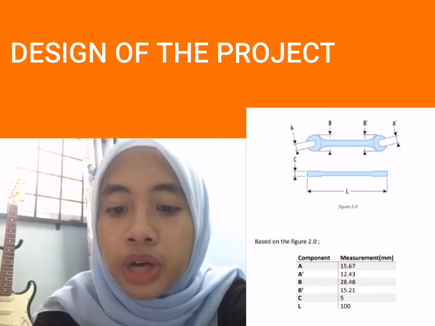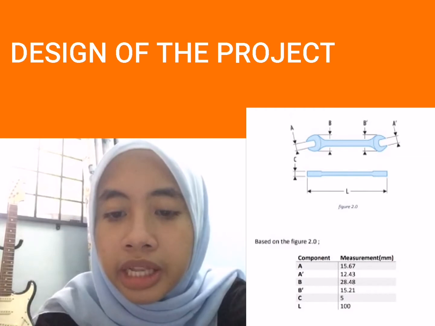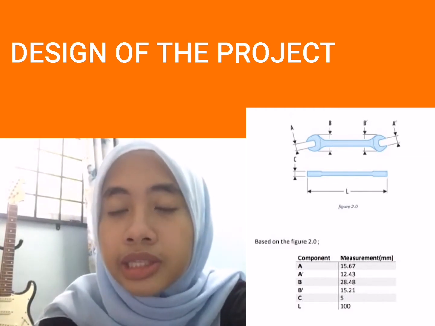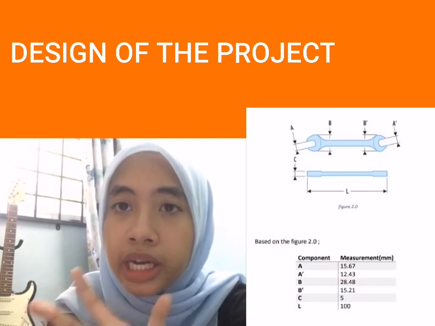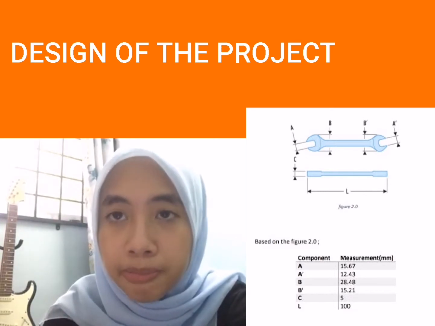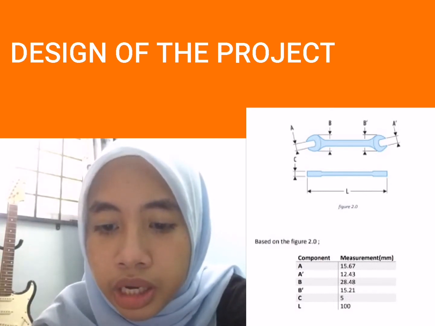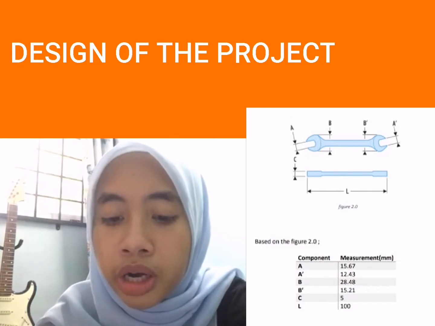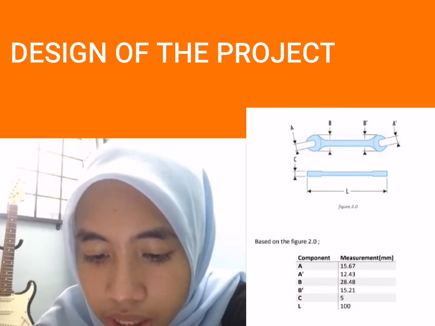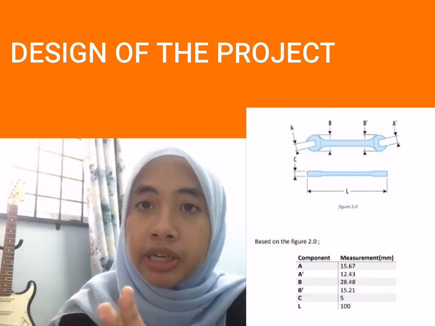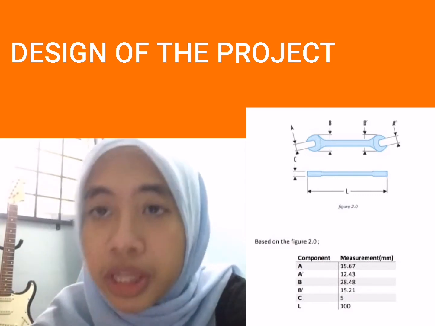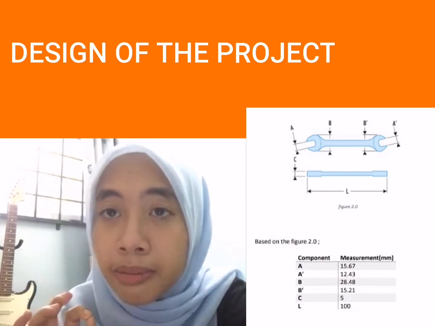Okay, so I'm going to explain about the body part, since there are the body part and also the head part. So first I'm going to explain about the body part. So the distance is 28.48 millimeter for the bigger size, and for the smaller size it is 15.21 millimeter.